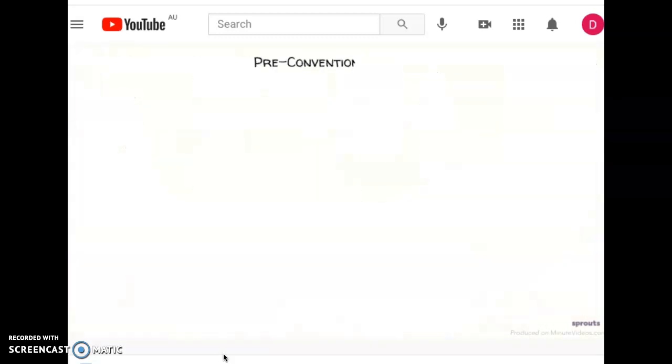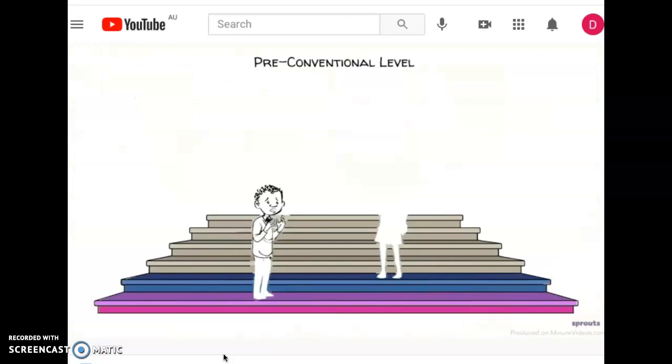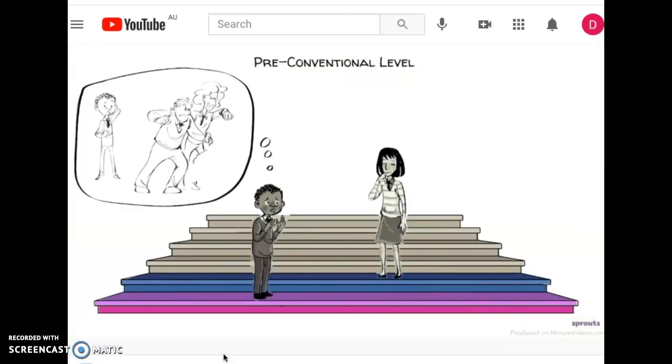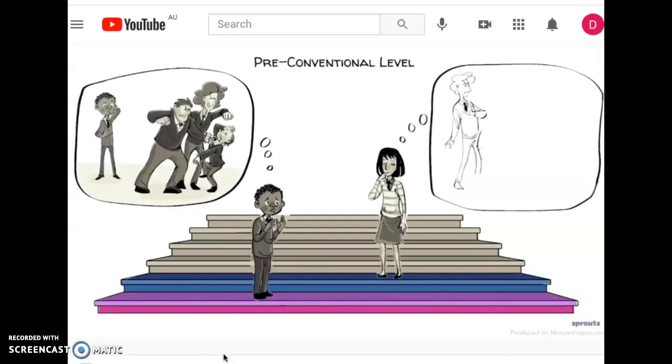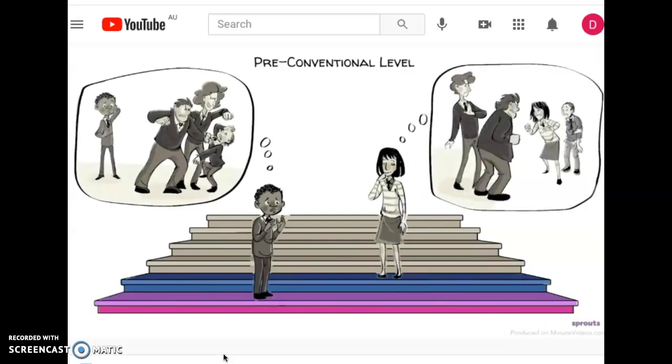At the pre-conventional level, Finn is driven by fear and Mary by self-interest. Both judge what is right or wrong by the direct consequences they expect for themselves and not by social norms. This form of reasoning is common among children.